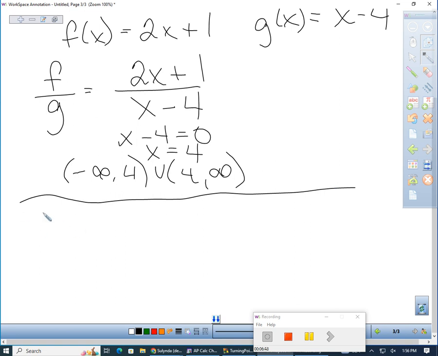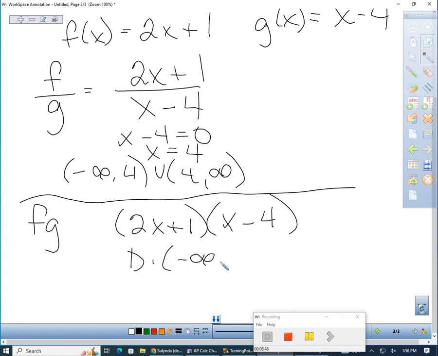Okay, what if I had f times g? So I'm going to take f, which is 2x plus 1, and times it by g, x minus 4. Do I have an x in the denominator? There is no denominator, right? Do I have an x inside a square root? So then my domain is? Perfect. Okay.